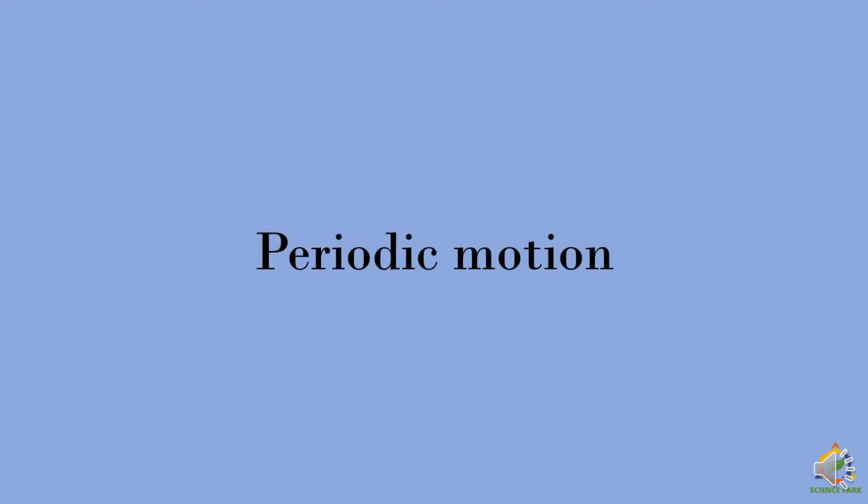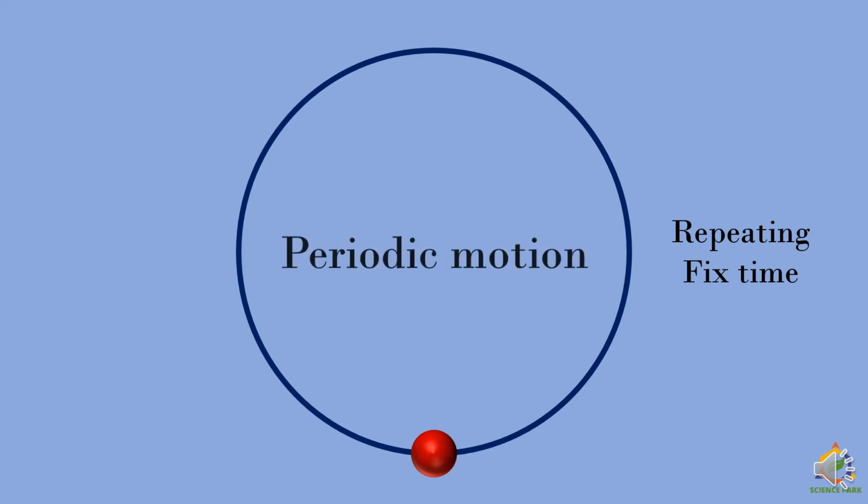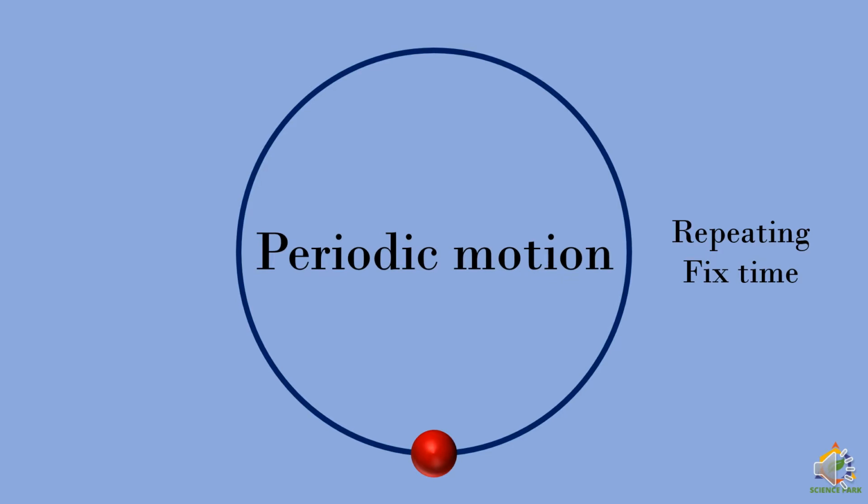So let us begin with the revision of periodic motion. Friends, as you know, I will just tell you what periodic motion is. Here we have an orbit and a sphere which will revolve in the orbit. The characteristics of periodic motion are that it is a repetitive motion, so it repeats itself with a fixed time. That means the time required for one repetition or one revolution is always the same for all the revolutions. The time doesn't change. Such motion is called periodic motion.